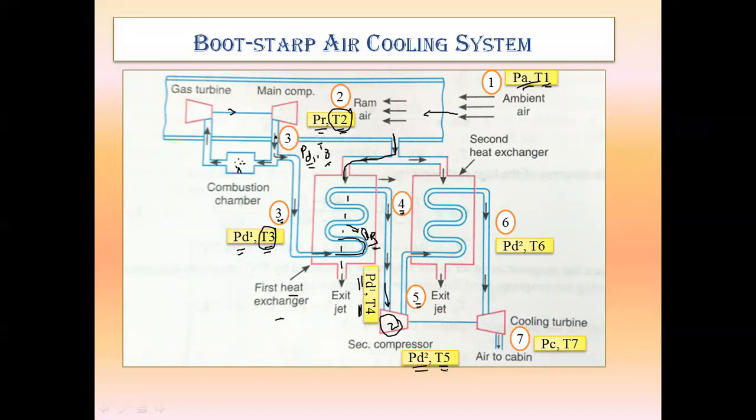Temperature of air will also increase from T4 to T5. So here inside the secondary compressor, compression process will take place, and because of compression, pressure will increase from PD1 to PD2, and temperature will increase from T4 to T5. Now here outlet of secondary compressor will be the point number 5, which is having the condition as a PD2 pressure and T5 temperature. Now that air will be supplied to the secondary heat exchanger.